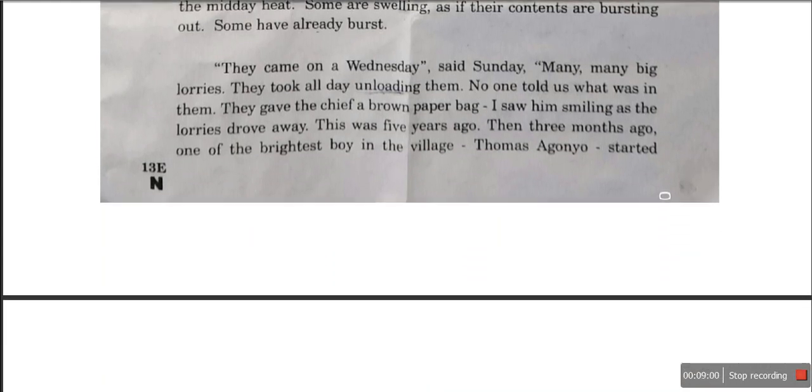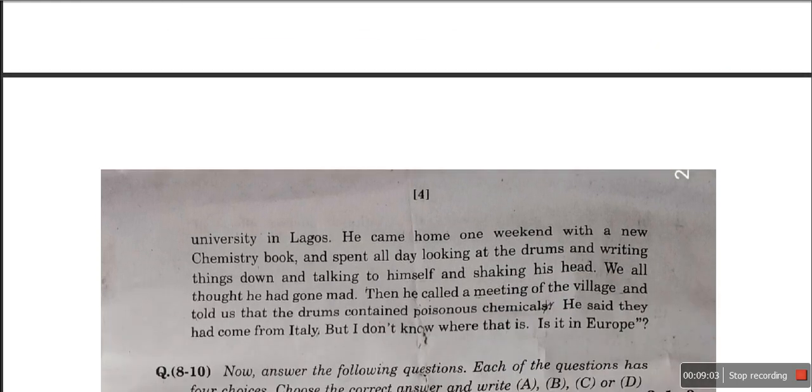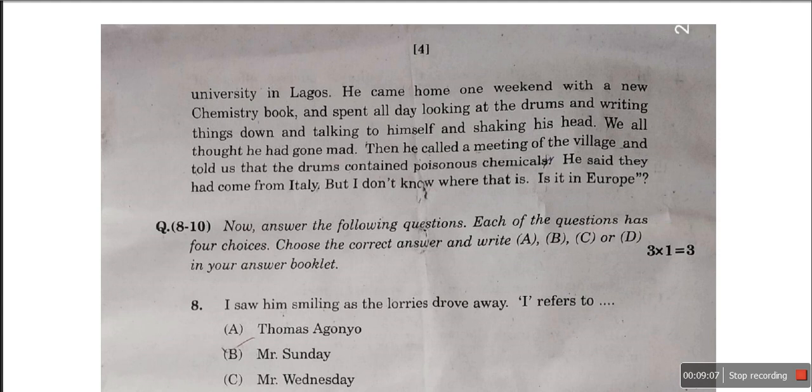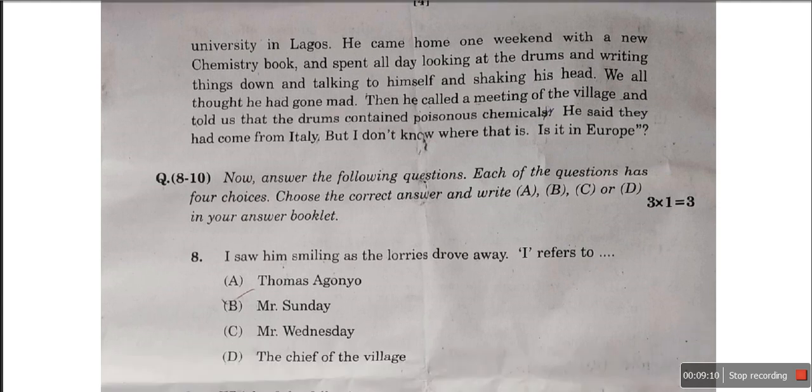The first question of the passage is, I saw him smiling as the lorries drove away. Who does I refer to here? I refers to who saw when the drivers gave brown covers to the village headman. At that time, Thomas Agnew was not there. And let's keep this answer aside now. Mr. Wednesday is not in the passage. And the chief of the village, no. So who saw here? It is none other than Mr. Sunday Nana. He saw when the driver gave the brown cover to the village headman, and when the headman was smiling. So the answer is B.